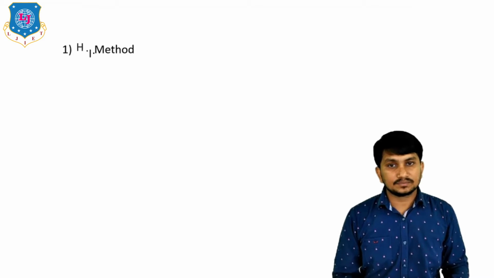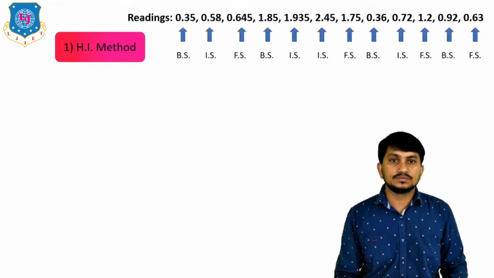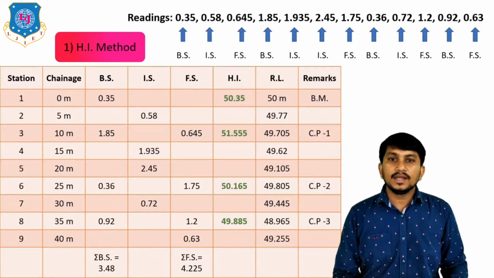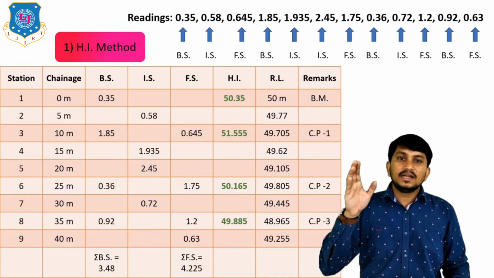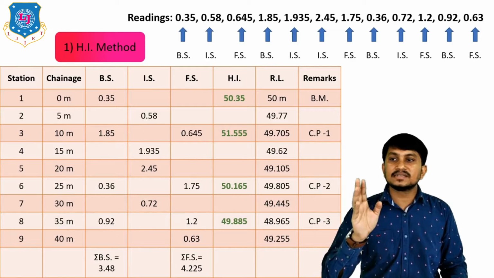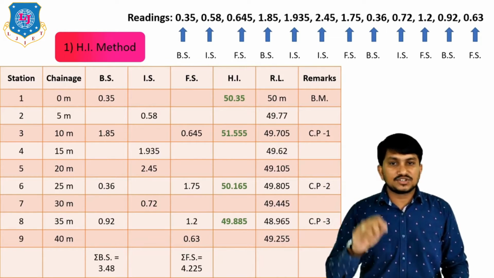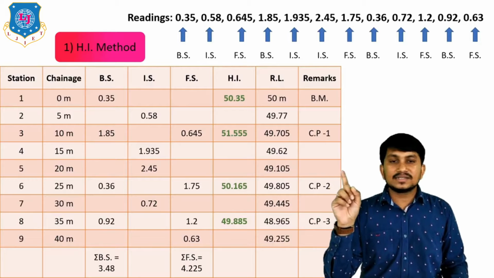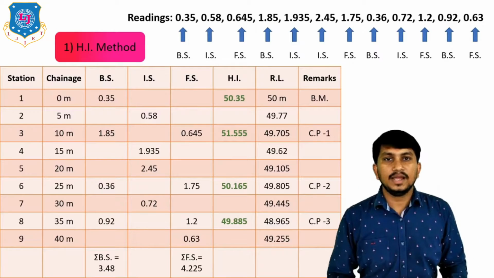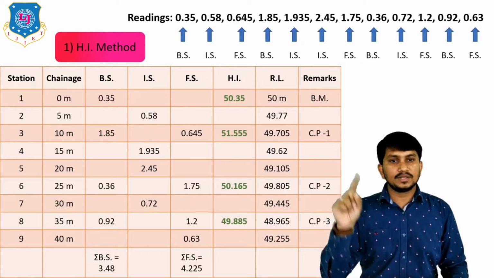After naming the readings, we are preparing the page of the level book. This is the page of the level book. In this there are 8 columns: station, chainage, BS, IS, FS, HI, RL and remarks. First of all, the first station is at 0 meter. Chainage is the distance between 2 points. At the first station the reading is BS, so it is written as 0.35.